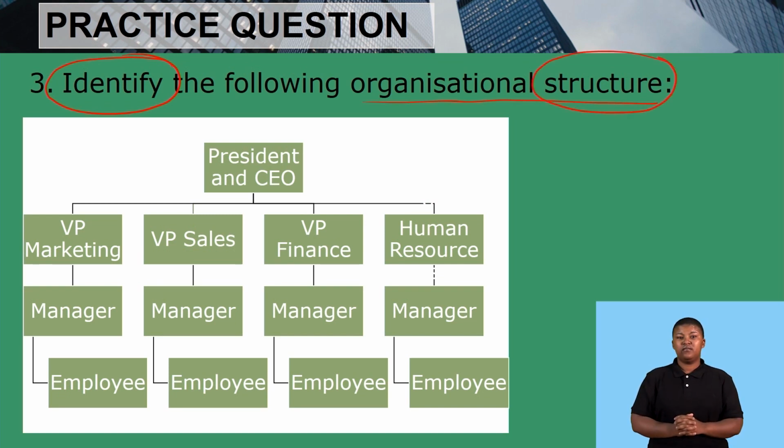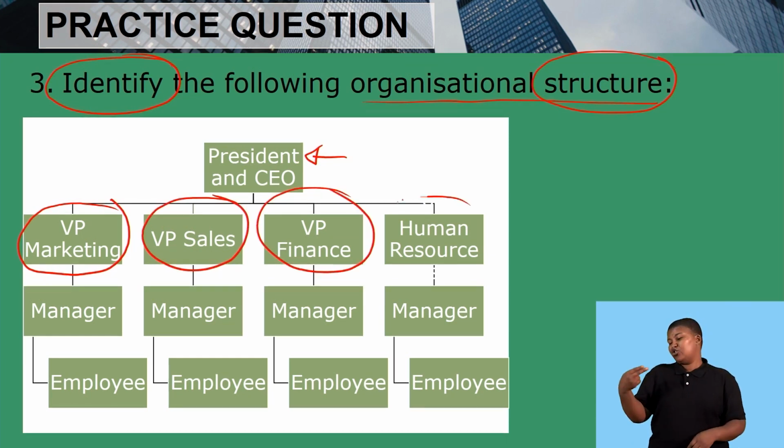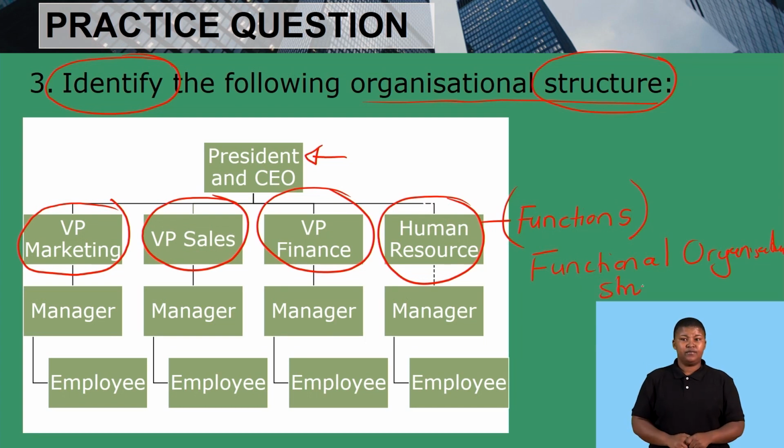All right, so when we look at this structure, we see that we have a president on top, or the CEO, and then we have a vice president in marketing, sales, finance, human resources. So you can clearly see that the business is divided according to the business functions. And that word functions shows us that it is the functional organizational structure that is used. All right, so remember that tip. Functional structure means that the business is divided according to our business functions.